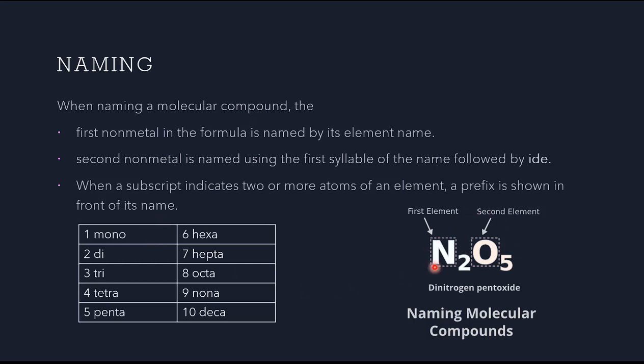So for example, if we are talking about the molecular formula N2O5, where we have 2 nitrogens and 5 oxygens, we would name this molecule dinitrogen to indicate the 2 N atoms, pentoxide to represent the 5 oxygens. And again, because it is the second nonmetal, we replace the last syllable with "ide," pentoxide.